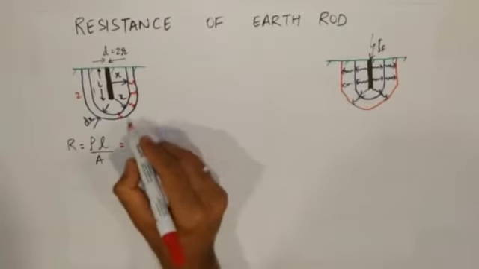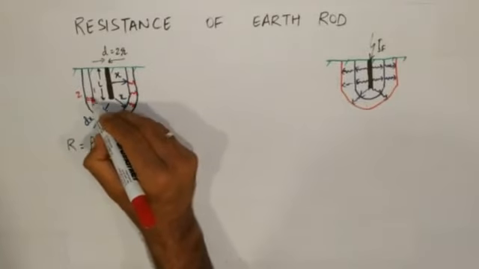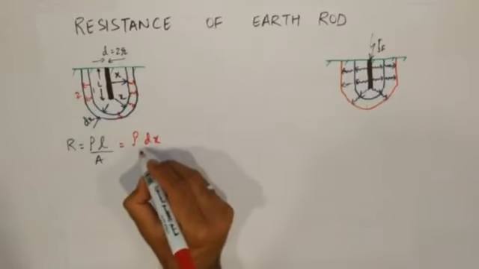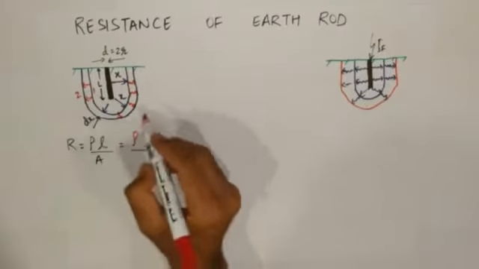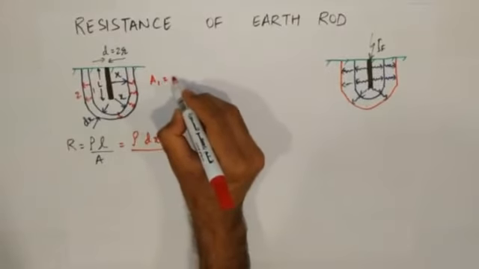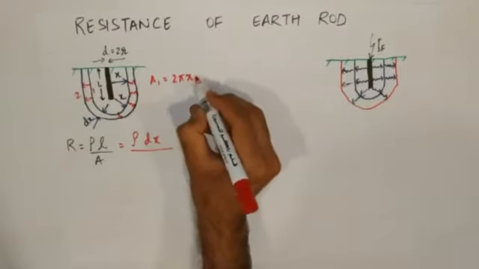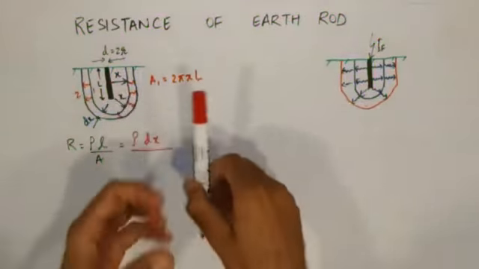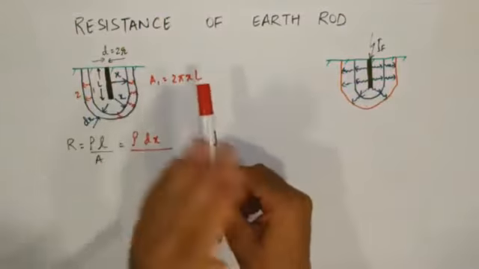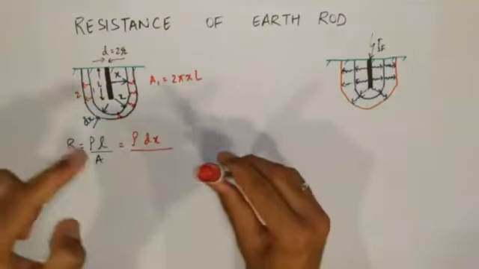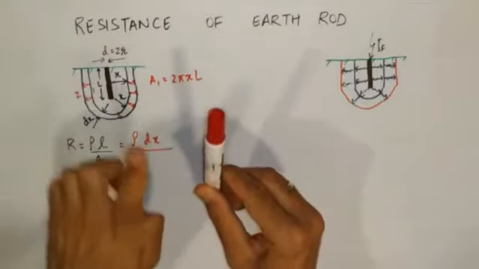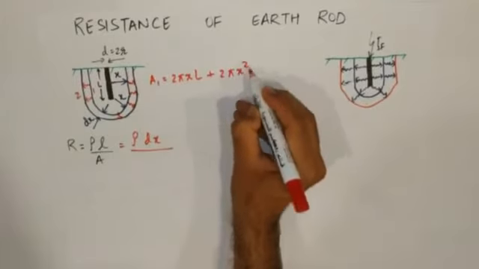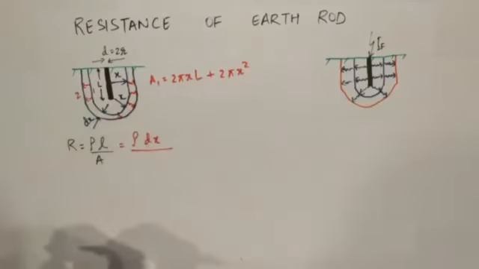Then L here is dx, because the current is going only through this dx part, we are assuming it is going from 1 to 2, that means dx, and the area offered by 1 will be 2 pi x into the length of the electrode. So this is your cylinder, first is your cylindrical surface, so the curved surface area of the cylinder is the circumference times the length of the rod, plus 2 pi x square, that is the surface area offered by the hemisphere.